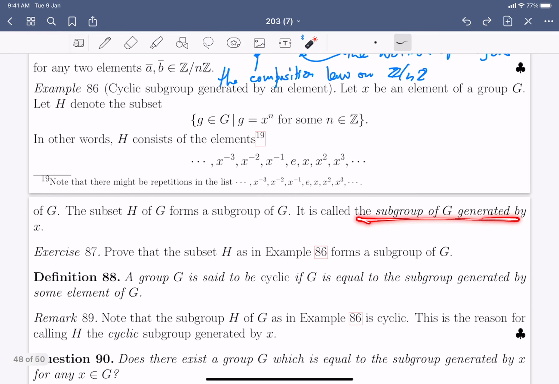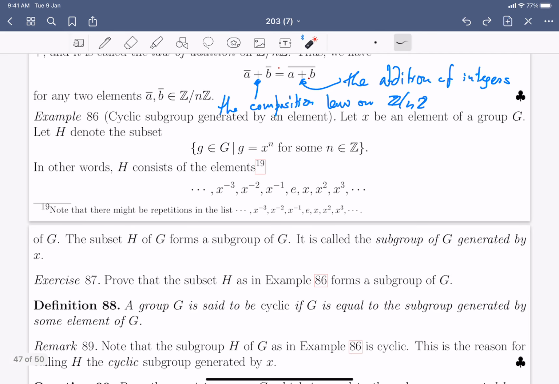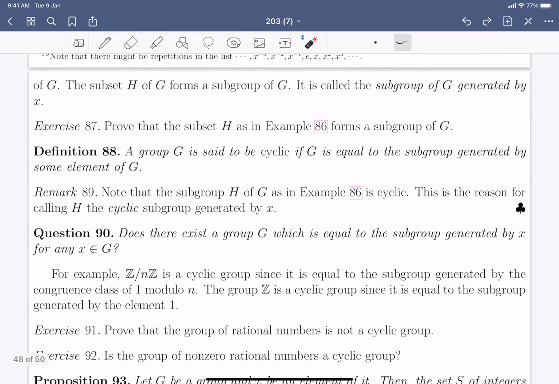So thus the subgroup of G generated by X is a subgroup consisting of all the powers of X, and certainly these powers need not be distinct. For example, if G is a finite group, then if you pick an element X and write down all its powers, then certainly not all of them will be distinct, because the group that you started with is finite, right? Okay, and just one more definition.